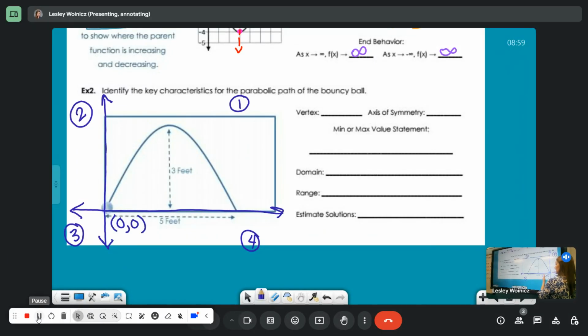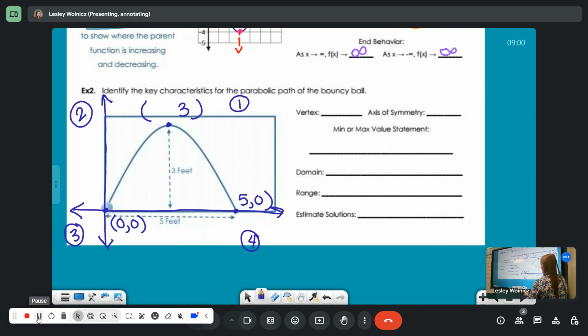Okay, now because of where Chase told me to put my origin, what are the coordinates of this point where my ball hits the ground again? 5, 0. Okay, how high does my ball go? Is that going to be the x or the y coordinate of my vertex? The y, because it's the height. So my height starts at 0, it goes to 3, and then it comes back down to 0. Does that make sense to everybody?